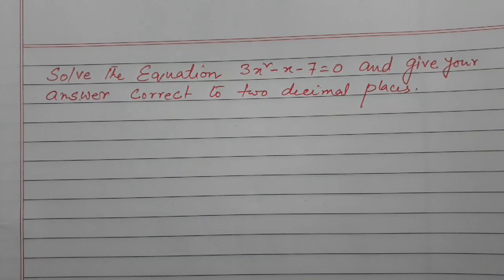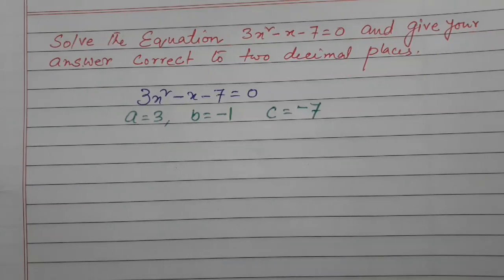Now let us solve this equation: 3x square minus x minus 7 equals to 0, and we need to give the answer correct to 2 decimal places.